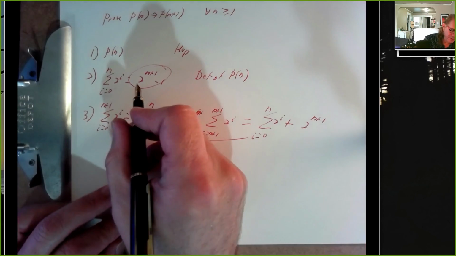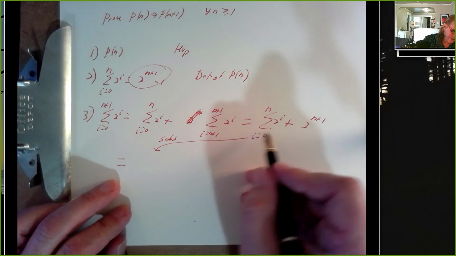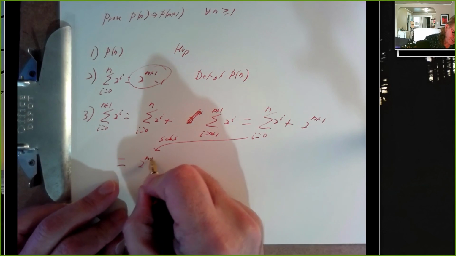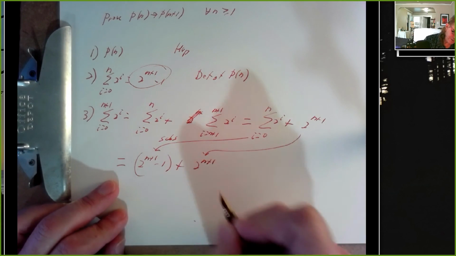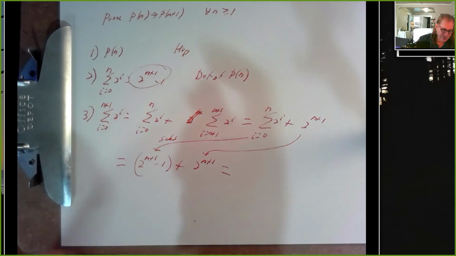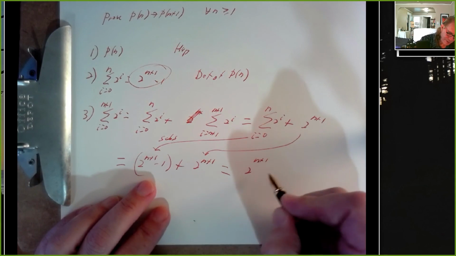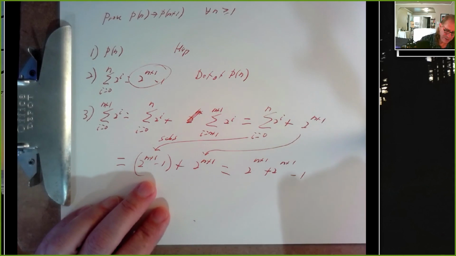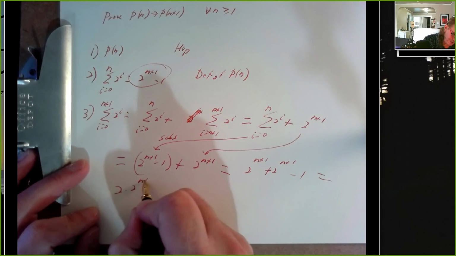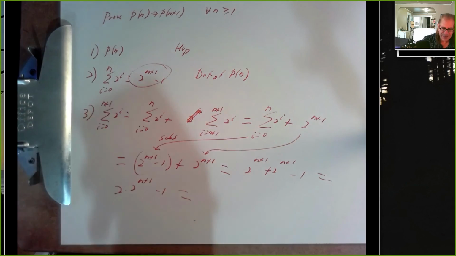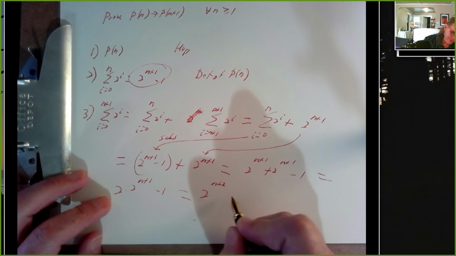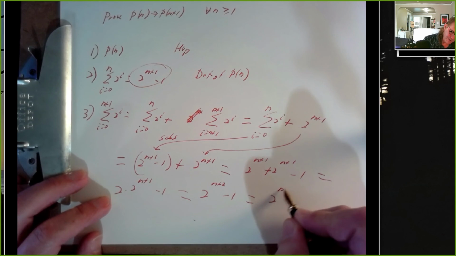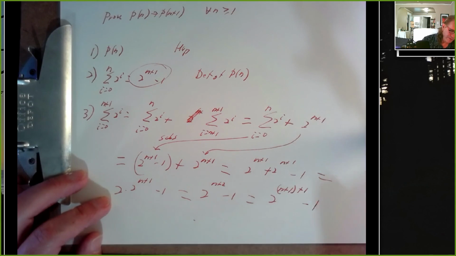Alright, so let's just substitute 2 to the n plus 1 minus 1 in place of this term. This sum will be equal to 2 to the n plus 1 minus 1 plus, and then this term 2 to the n plus 1. And now if we just do some rearrangement, this will be 2 to the n plus 1 plus 2 to the n plus 1 minus 1. And this term is written twice, so that's 2 times 2 to the n plus 1 minus 1. And powers of 2, 2 to the n plus 1 times 2, this will be 2 to the n plus 2 minus 1, which is 2 to the n plus 2 minus 1.